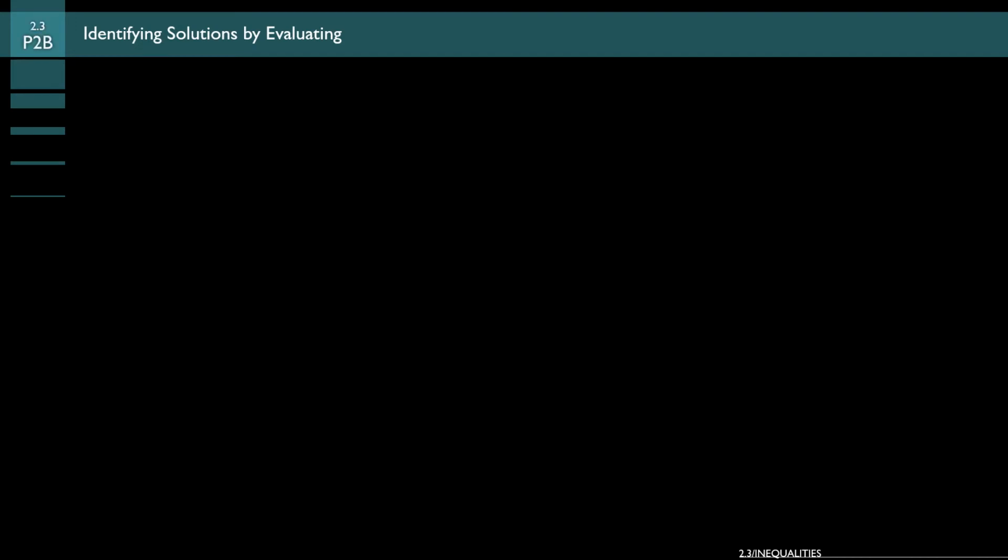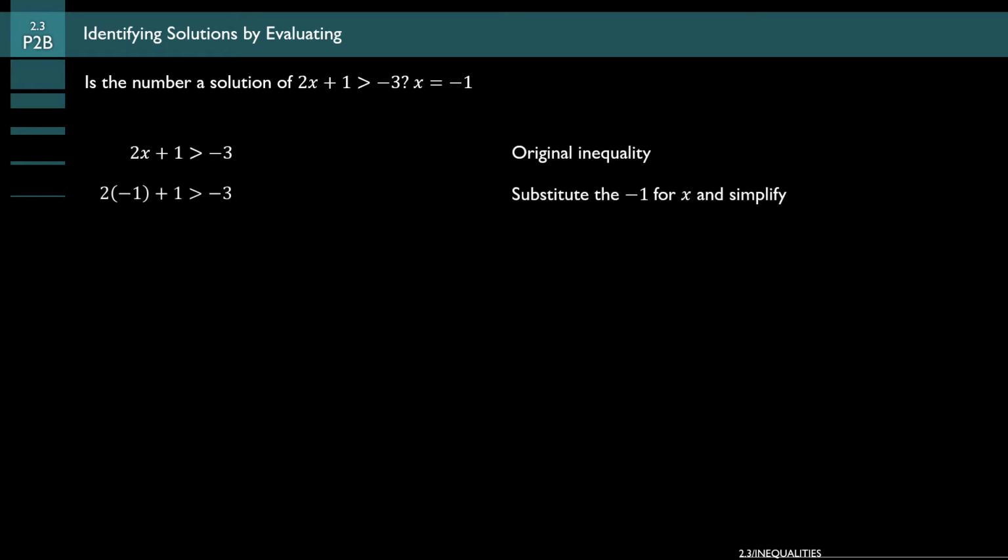For problem 2b, we're going to do the same thing. The question this time is, is the number a solution of 2x plus 1 is greater than -3, where we're going to try x equal to -1. So again, we write out our original inequality, substitute -1 in for x, and then simplify. So 2 times -1 is -2. We bring down our plus 1 is greater than -3. -2 plus 1 is -1 is greater than -3. And that is a true statement. So that means that -1 is a solution to this inequality.